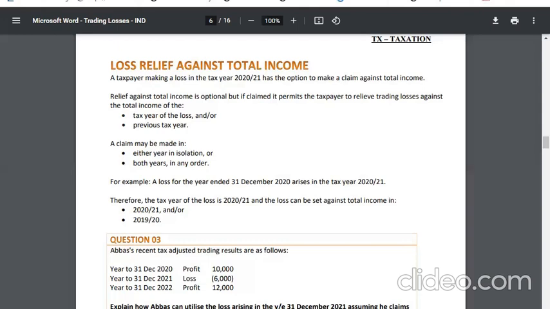The carry forward was carried forward to next year and adjusted only from trading income. But this one will apply from total income, in the current year and carried back. Current year and carried back. Got my point? Please note it down.